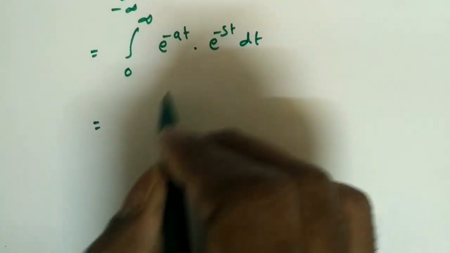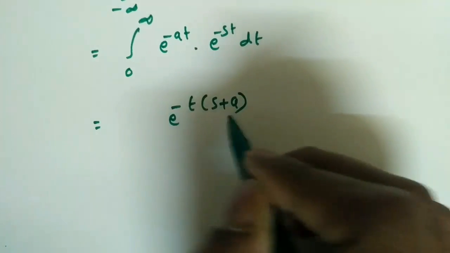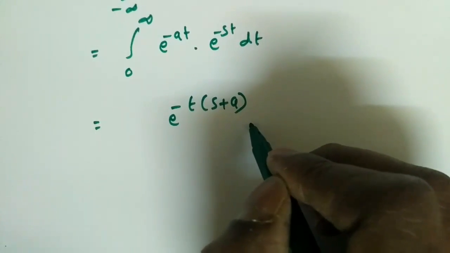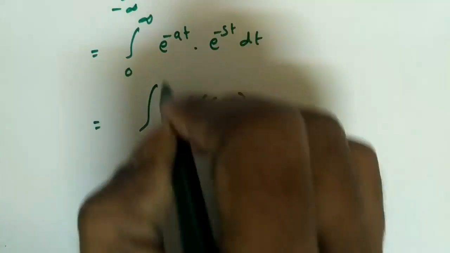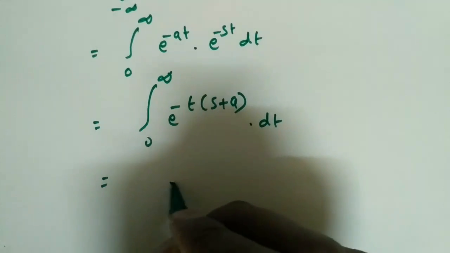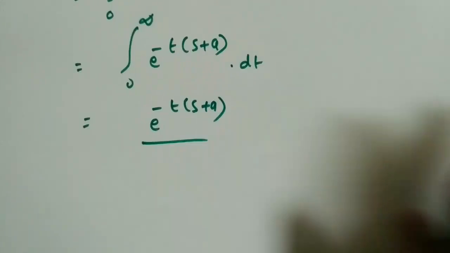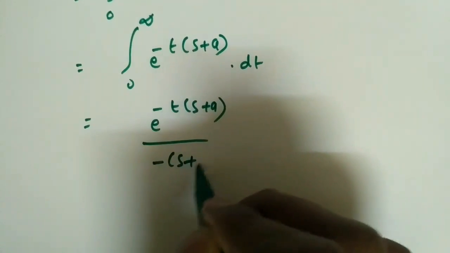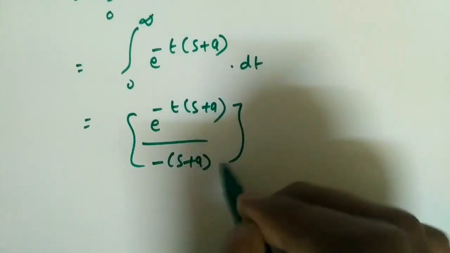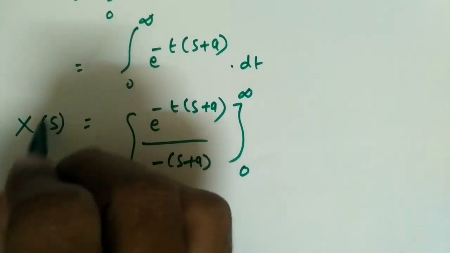Now, so what will it become? e power minus, if I take t common, s plus a into dt, here 0 to infinity. And now again it's looking like e power x. So e power x means e power x only, and we need to differentiate in the denominator, so it becomes minus of s plus a, right? This is 0 to infinity.